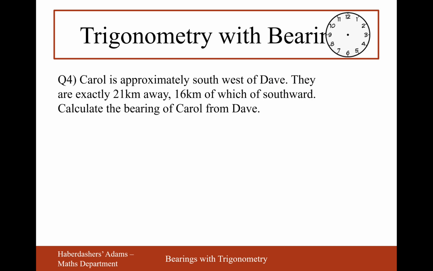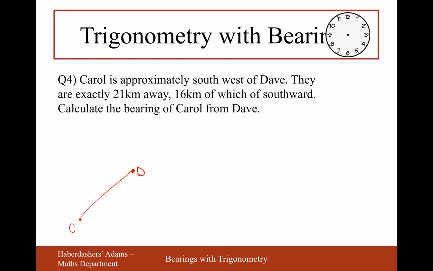Okay, and final answer before we move on to the worksheet. Pause the video and give this question a go. Okay, so Carol is approximately southwest of Dave. So Dave is going to be the person in the middle of my diagram. They're exactly southwest, so it's south and then west. So Carol is going to be approximately down here.